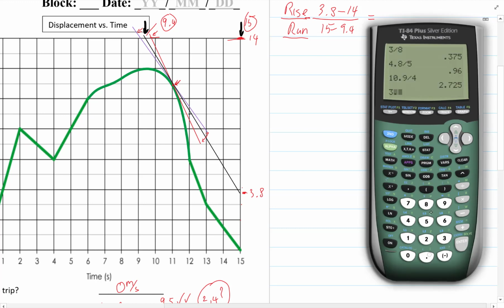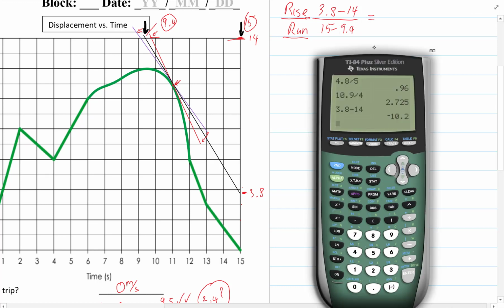3.8 subtract 14, 10.2 negative. And let's do the run. 15 subtract 9.4, and that's 5.6. So 10.2 divided by 5.6, negative 1.8 meters per second. Okay, that's a good answer.